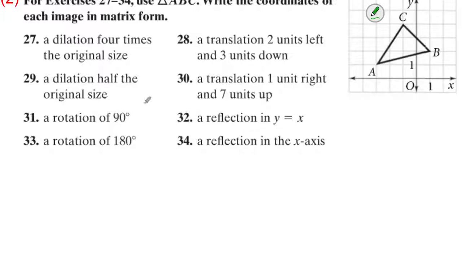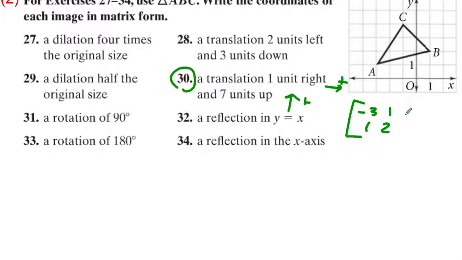Number 30, a translation 1 unit right. So that means we are going this way, which means we're adding, and then we're going 7 units up, which means we're also adding. Okay, so now looking at my points, we'll go ahead and write that here. So we have -3, 1. B is at 1, 2. And then C is at -1, 4.